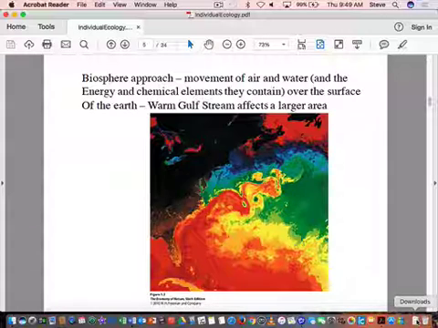Okay. So anyway, the key thing here is there's a Gulf Stream. There's a current of water called the Gulf Stream, and it originates out of the tropics. It's a warm current, and it obviously goes a long distance, right? This warm Gulf Stream affects a large area, and the movement of air and water and the energy and chemicals they contain over the surface of the earth. But this is basically looking at the temperature of this current. You can find these kinds of currents, and this is one of the more dramatic ones throughout all the oceans. Some circulate one way, some circulate the other way.